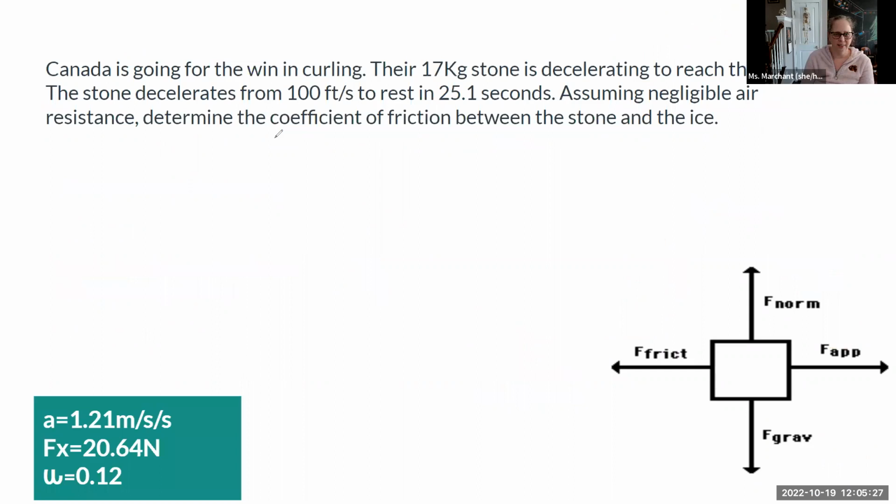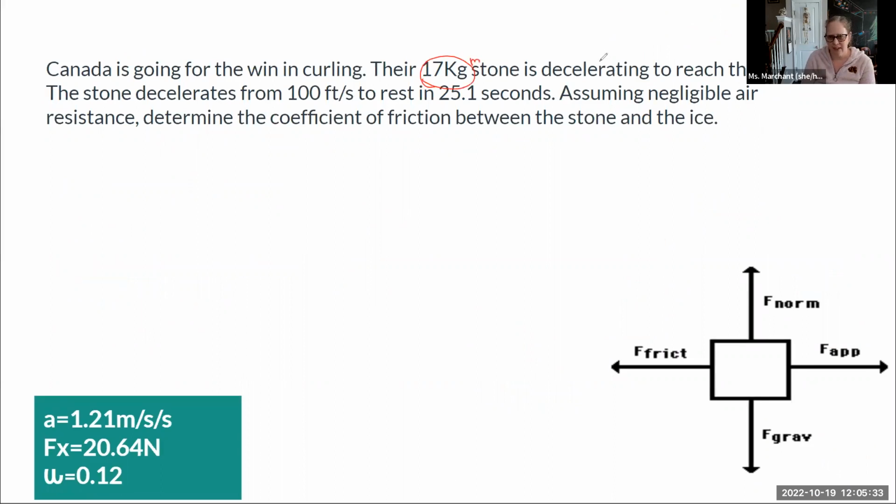All right, next one. Canada is going for the win in curling. Their 17 kilogram stone is decelerating, so acceleration is negative, which means we do have a mass times acceleration in the x direction. Curling is a sport on ice where you push the stone, which is a little heavy, kind of cylindrical object. It's hard to describe. And they try to get to a target. So I know I'm going to need to use that mass times acceleration in the x.